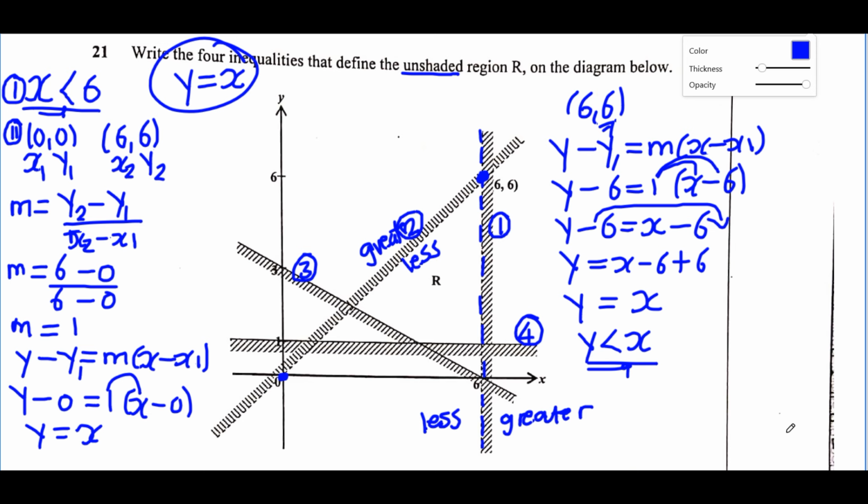We move on to inequality number 3. For inequality number 3, the first point is cutting the y-axis at 3. Now to get the coordinates, whenever you are getting coordinates on the y-axis, the x value is always 0. So this will be 0, 3. Take note of that. Then the other point is here. At this point, since it is on the x-axis, this will be 6, 0.